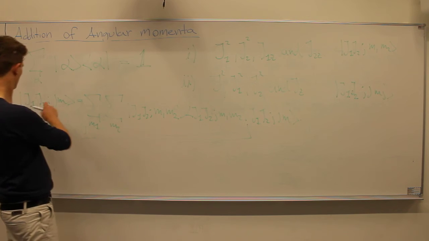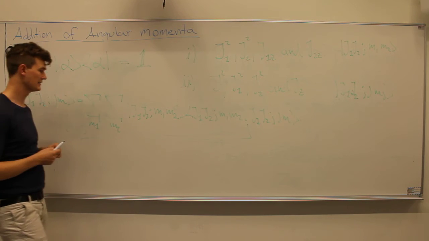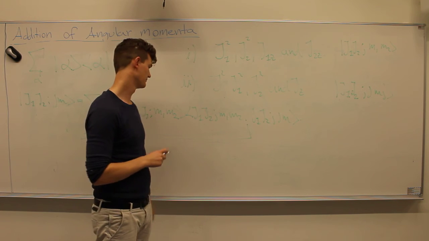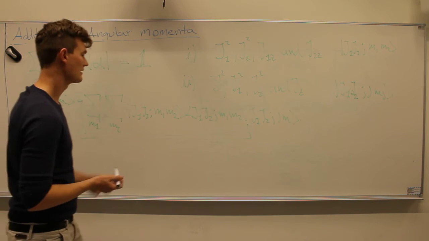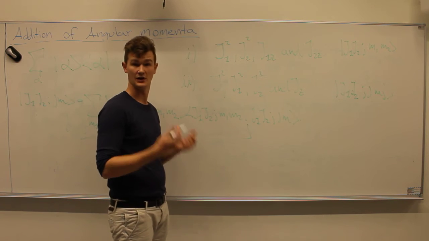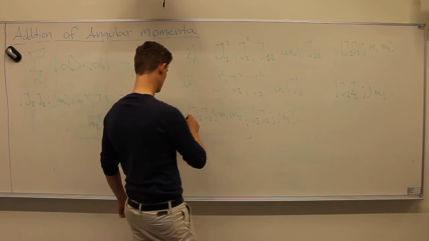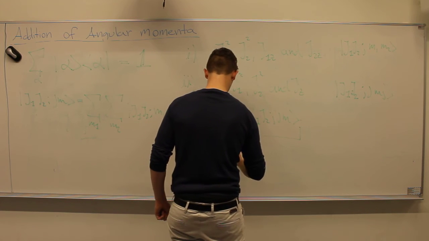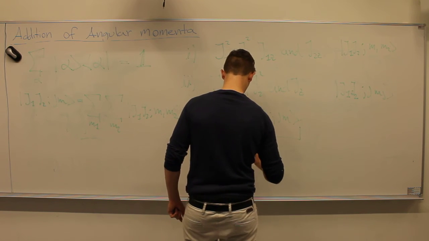But by introducing this identity operator here, we have actually made an expansion of the JM state in the M1, M2 states as a basis. The expansion coefficient, which is the important thing here, is the Clebsch-Gordan coefficient.